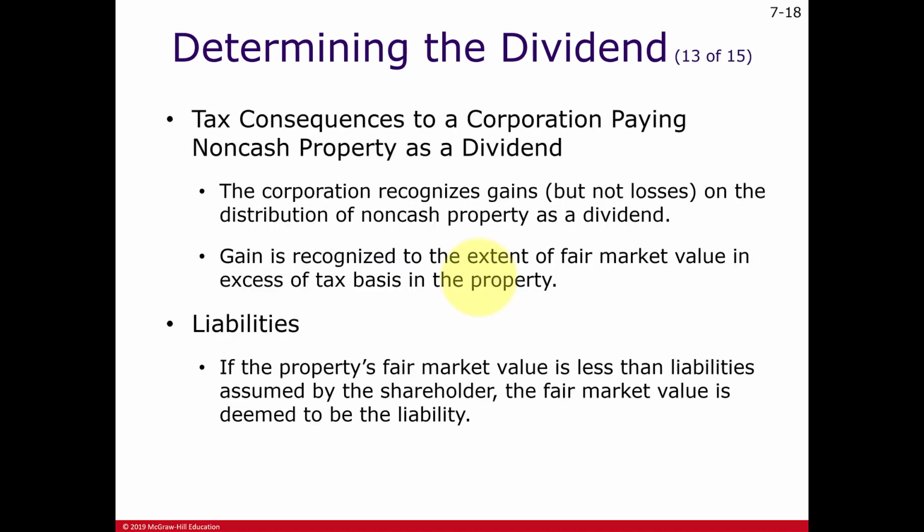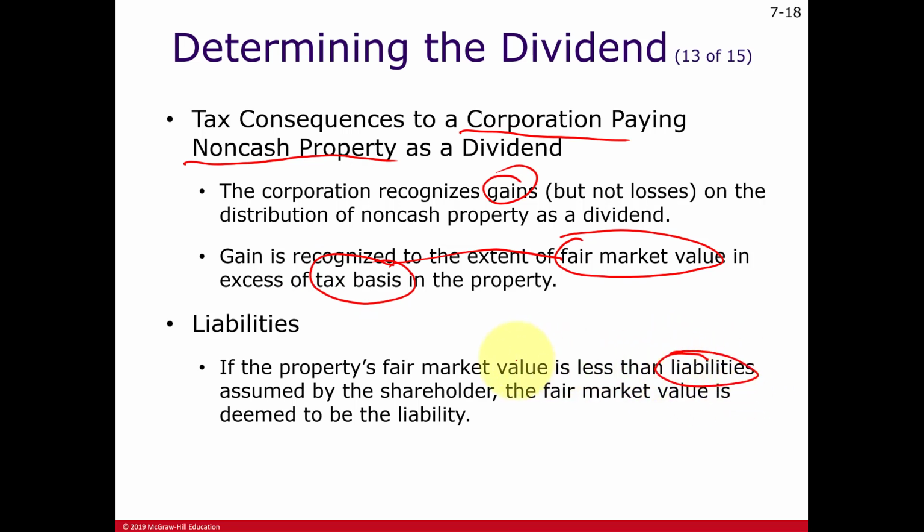So what are the consequences now to the corporation that's paying out a dividend that's not cash? The corporation may have to recognize a gain equal to the value of that property in excess of the corporation's tax basis, its cost basis in that property. Okay. In the case where the liability being assumed is bigger than the fair market value, then the gain is going to be the amount of the liability in excess of the cost basis. Again, that excess is the gain the corporation will have to recognize.